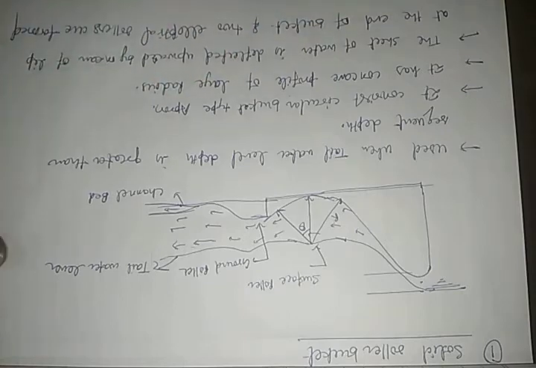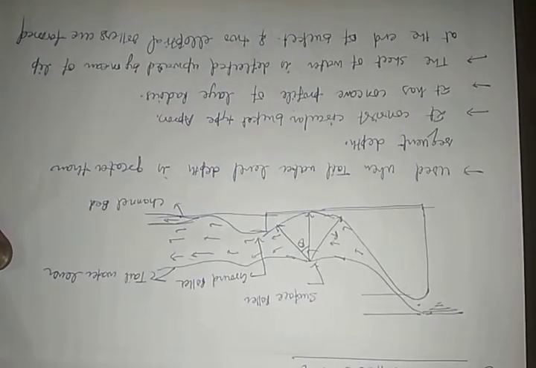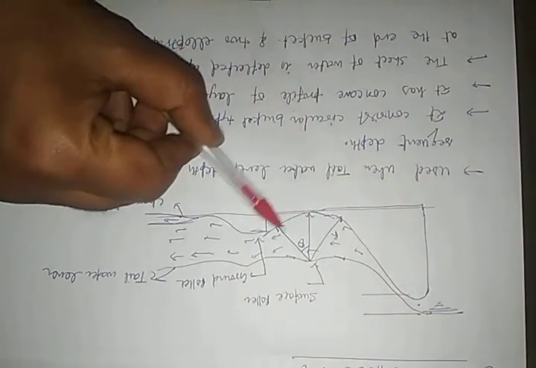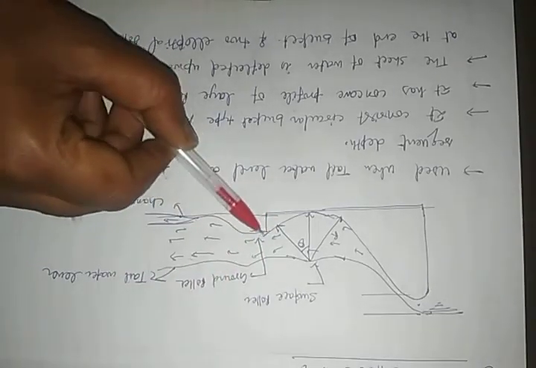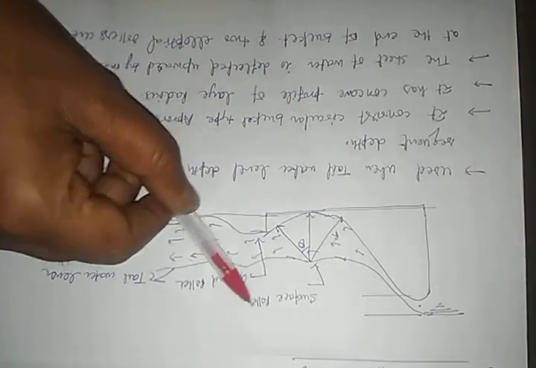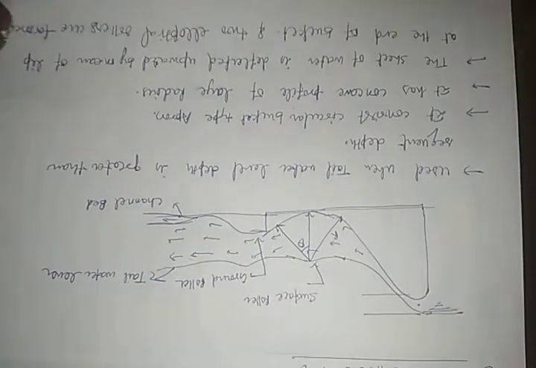Next point, the sheet of water is deflected upwards by means of a lip at the end of the bucket, and two elliptical rollers are formed. The sheet of water is deflected upwards. You can see here it is deflected upwards by means of the lip, at the end of the bucket, and the two elliptical rollers, the surface roller and the ground roller, are formed.